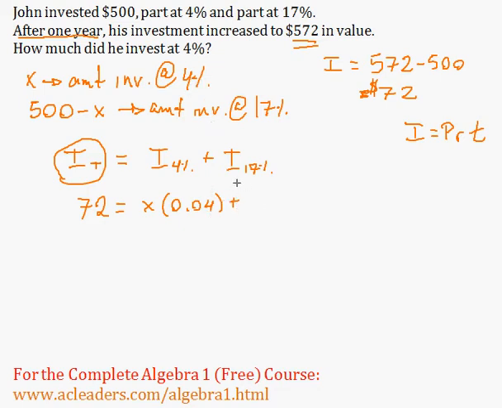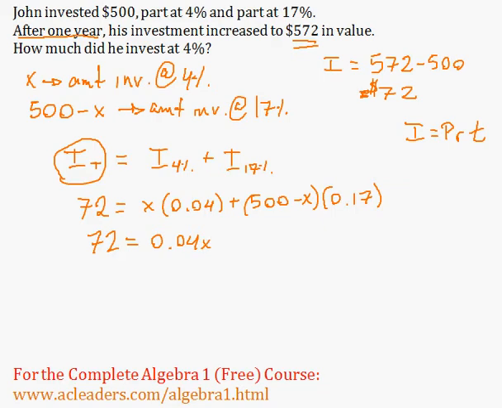And over here, the total interest earned at 17% would be just 500 minus X, because that's the principal, times the rate. And the rate is 17%, so we write 0.17. And time is just 1 for both, and so we don't even need to write the 1 over there. At this point, we have the whole equation. Once we solve for X, we're done, because that's going to give away how much he invested at 4%. So 72 equals 0.04x plus (500 minus x) times 0.17.